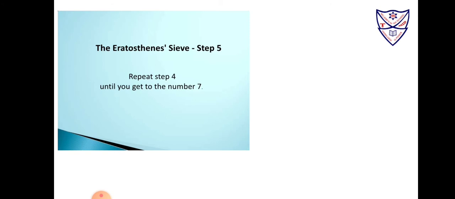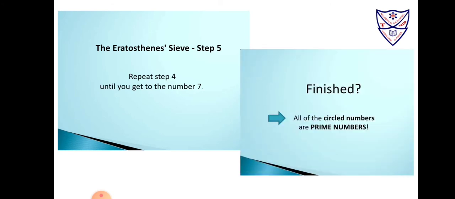And when you cross out all the multiples of 2, 3, 5 and 7, you will get the left out numbers, that are the prime numbers from 1 to 100. So in this method, you are just circling 2, 3, 5 and 7 and crossing out their multiples, and the left out numbers are your prime numbers. So here all of the circled numbers are prime numbers.